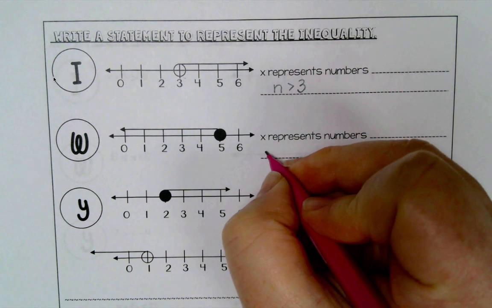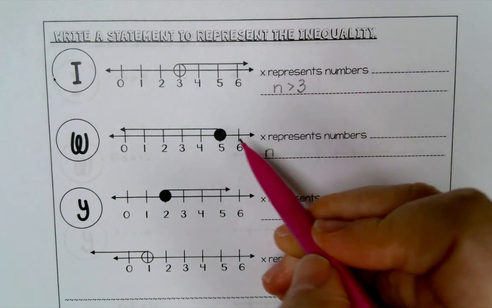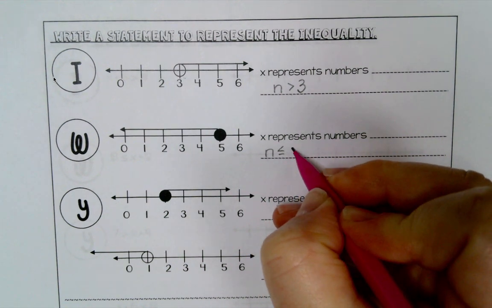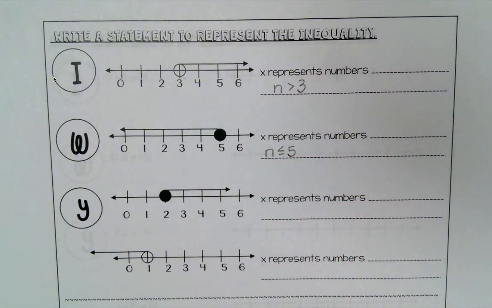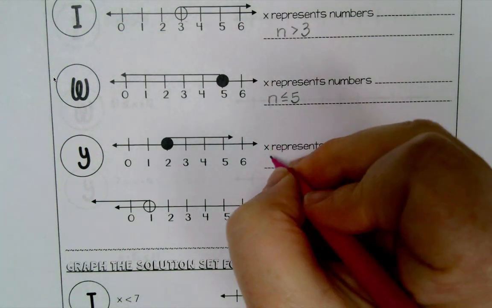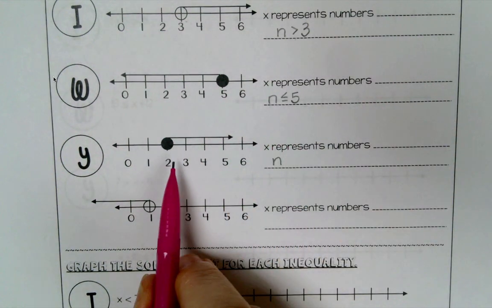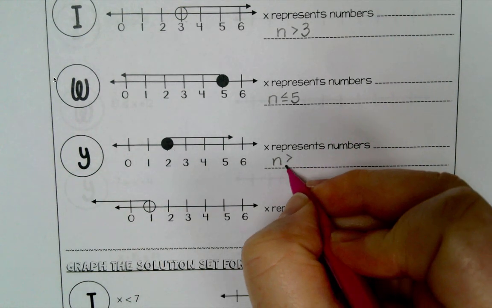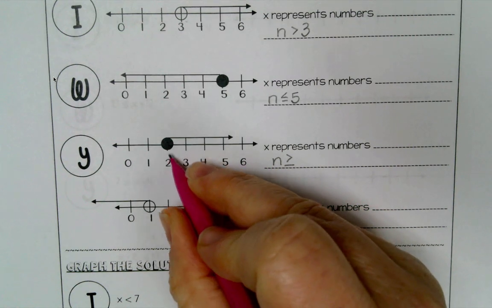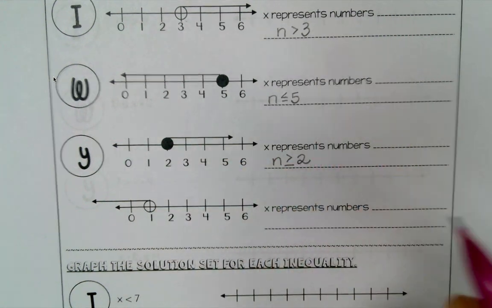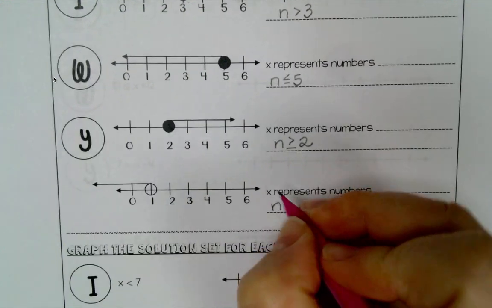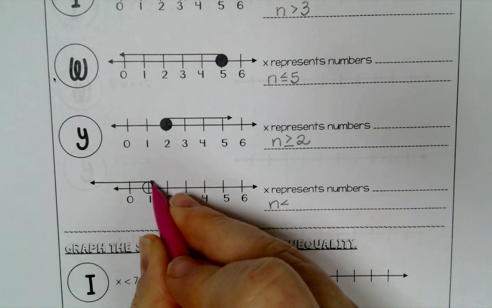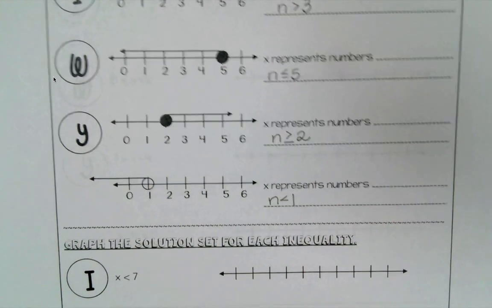Then here, my number is now getting smaller, so it's less than or equal to 5. Okay. Here, my number is getting bigger, so it's bigger, and it's filled in, so greater than or equal to, and the number I'm over is 2. And then here, my number is going smaller, so it's less than, and the number I've got my circle over is 1. N is less than 1.